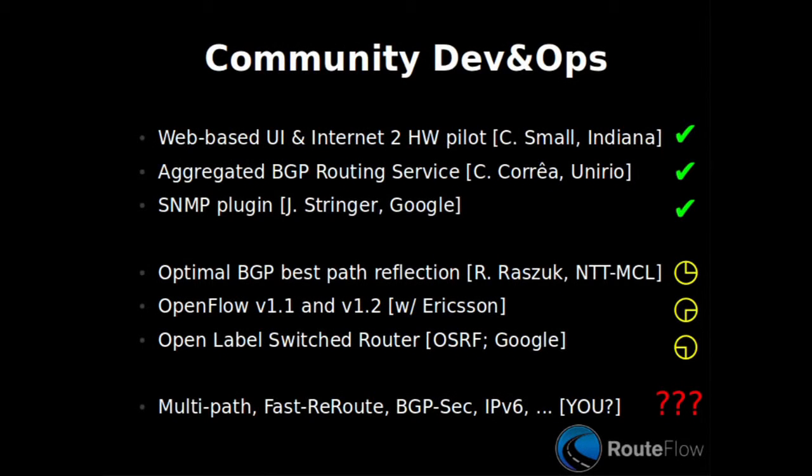Finally, let me tell you about RouteFlow community developments. There are user interface and hardware testbeds from Indiana. We have experimental BGP routing services from Unirio, and there is also an SNMP extension developed by Google. Ongoing collaborations include BGP routing control with NTT, and we are also embracing OpenFlow version 1.1 and 1.2, as well as working on MPLS extensions.